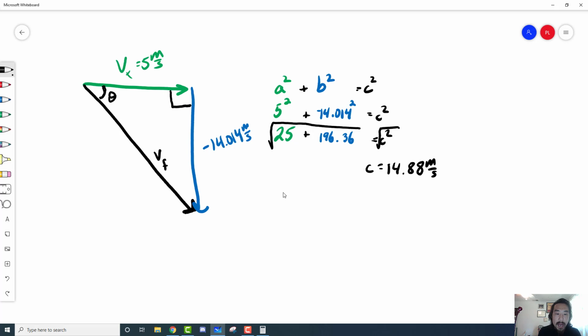Okay, so the object is hitting the ground with this velocity vector, so it's going forward and down at 14.88 meters per second. Now, this is the only way we can add x values with y values. Okay, instead of just adding the negative 14 to the 5, only in the world of physics, this is the only way that we can add the x values with the y values.